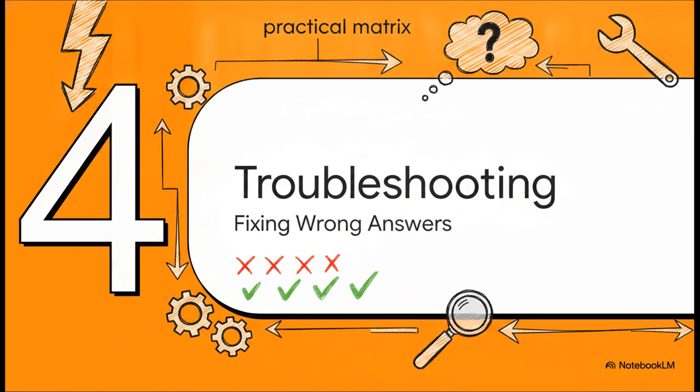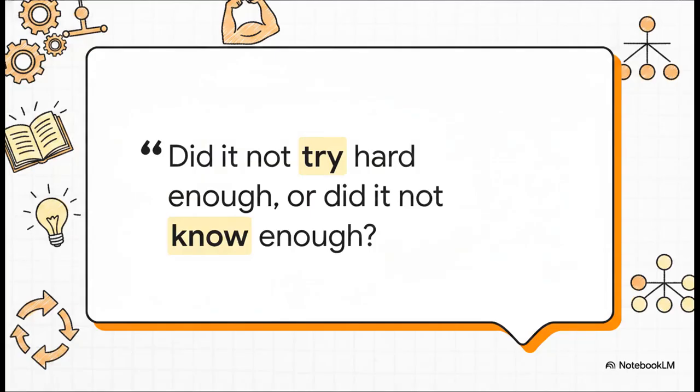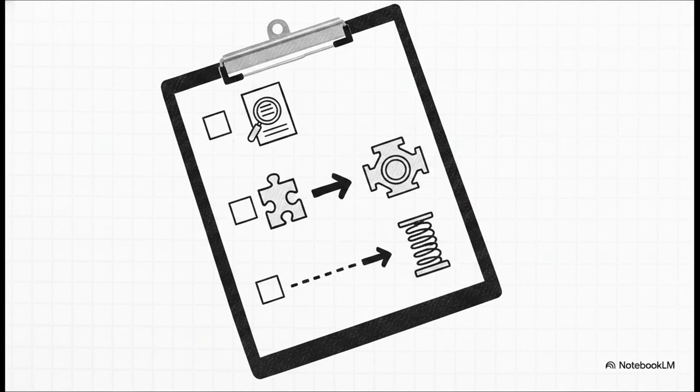All right, Section 4, Troubleshooting, Fixing Wrong Answers. So what do we actually do when things go sideways in the terminal? Well, before you immediately reach for the dials, ask yourself this core heuristic straight from the Claude team. Did it not try hard enough, or did it not know enough? That right there is your ultimate fallback question. To make it super actionable, here's your no-nonsense troubleshooting checklist.